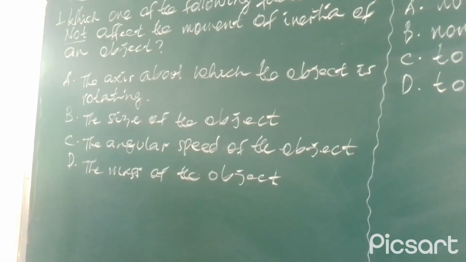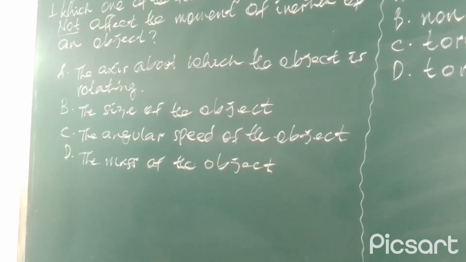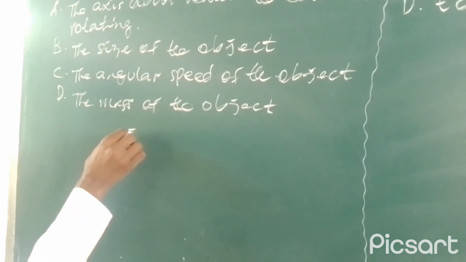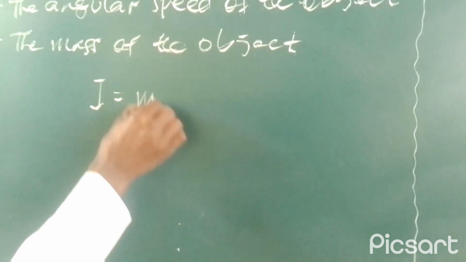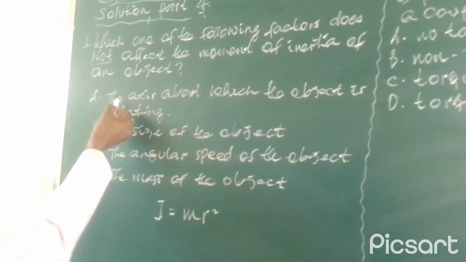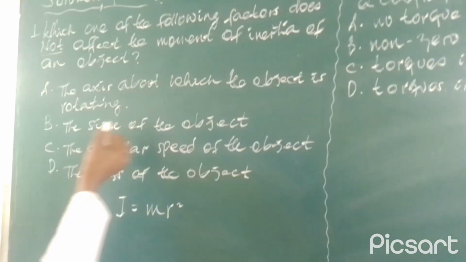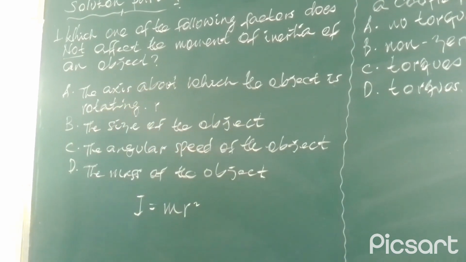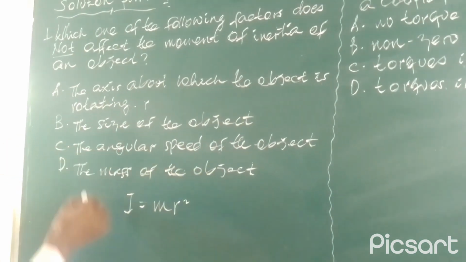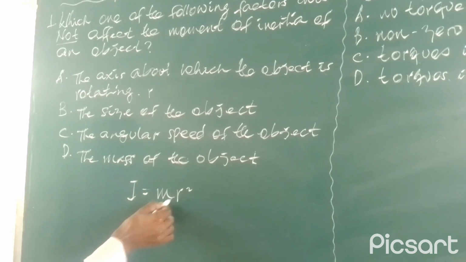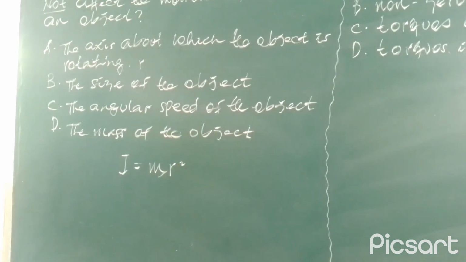Before we go to the solution, we have to recall the equation of moment of inertia. Moment of inertia is given by capital I equals m times r squared. From this equation, we can relate the given options. Choice A, the axis about which the object is rotating, is directly related to r. Choice B, the size of the object, is directly related to the mass of the object.